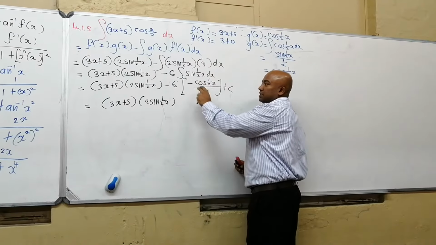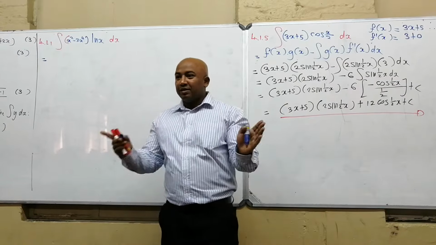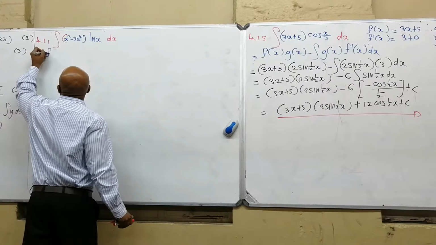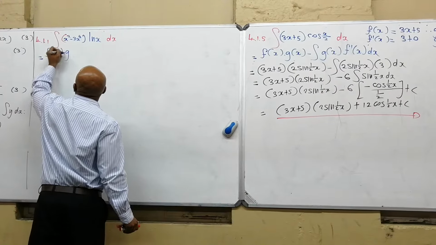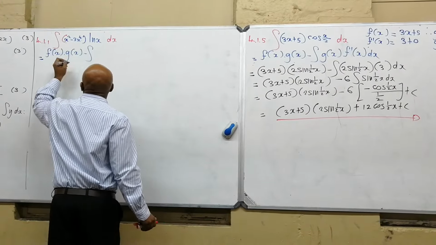Now the next example, I'm just moving to the next paper. It's an old exam paper, 2004. But how do we integrate something like this? Then integration by parts. Can you see that? Because it's multiplication. So it's going to be f of x times g of x minus the integral of g of x times f prime x dx.